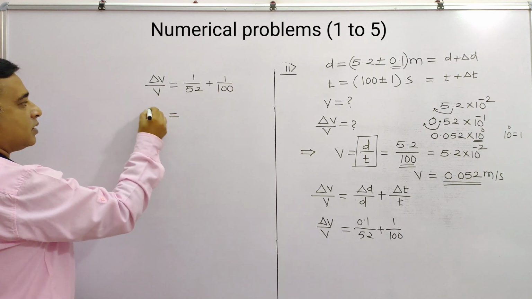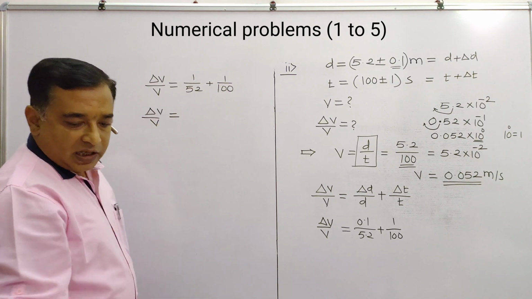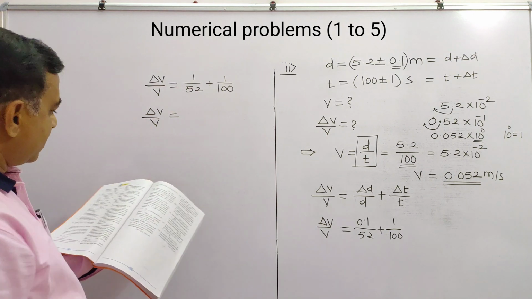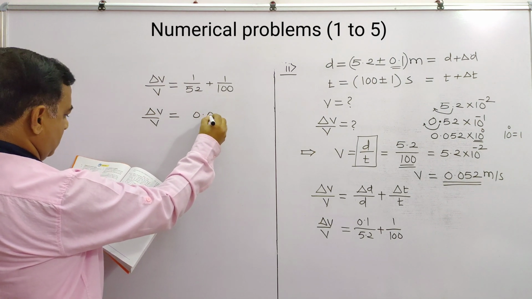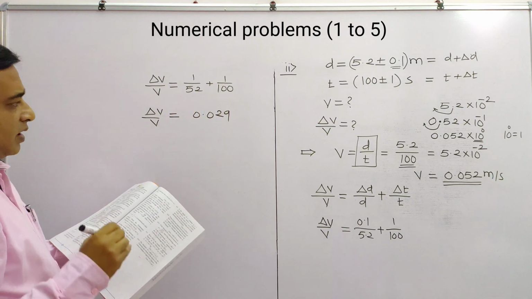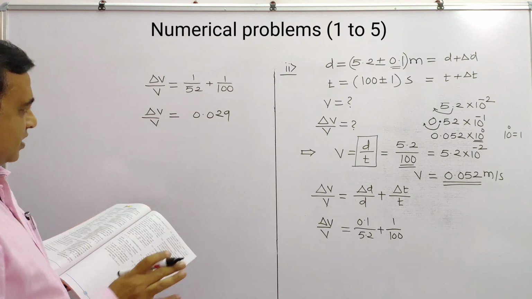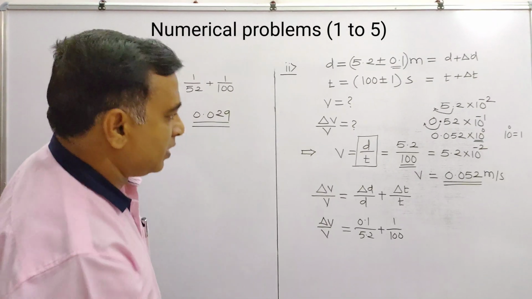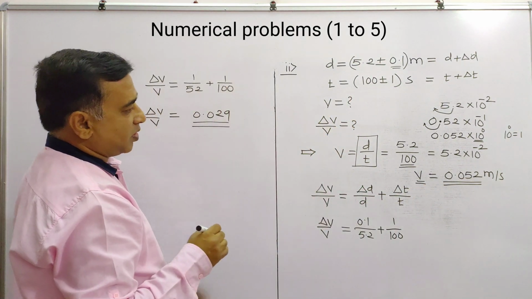If we solve this, delta v upon v, the error after calculation, comes out to be 0.029. In case of error, it is a ratio of similar quantities, so it doesn't possess any unit. So this is the error, this is the velocity, and hence this is your second problem.